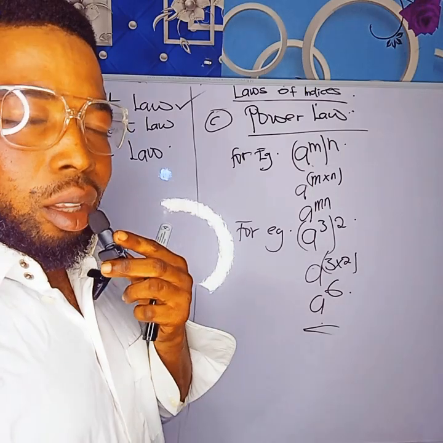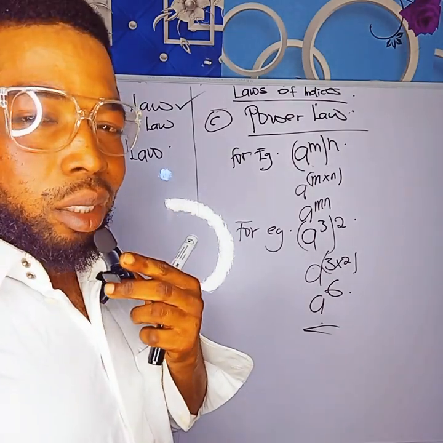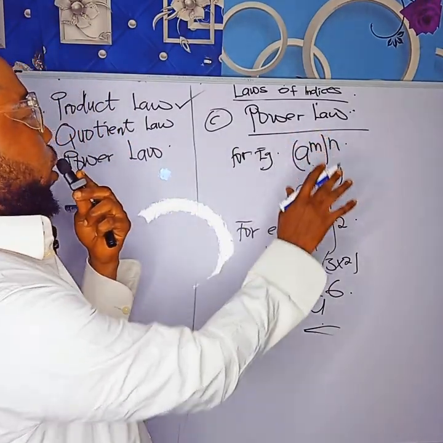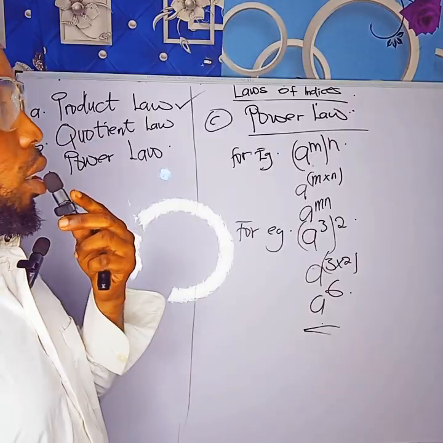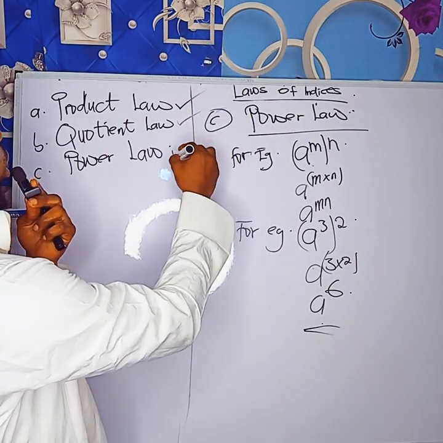Basically, they are three. We are coming to learn more things about the properties of indices and stuff. So these are the three main laws of indices: the product law, the quotient law, and the power law.